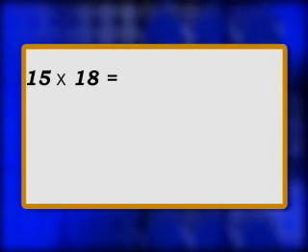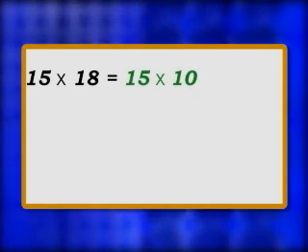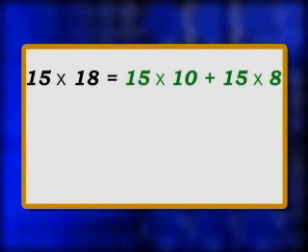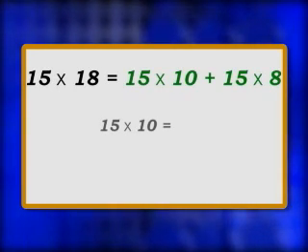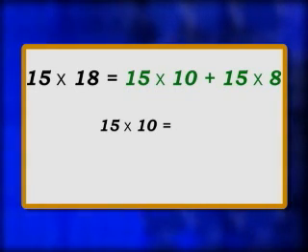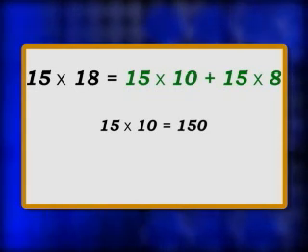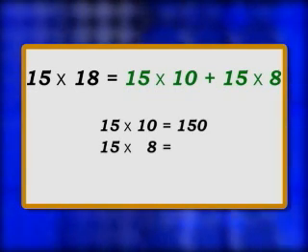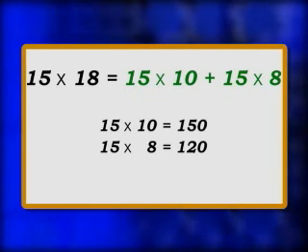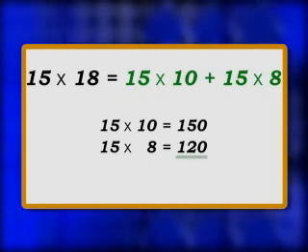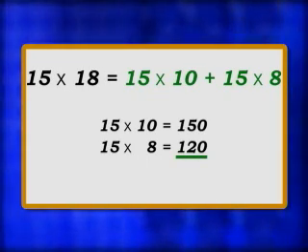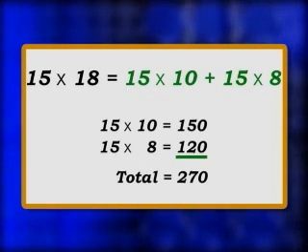15 times 18 is the same as 15 times 10 and 15 times 8. 15 times 10 is very easy. We just add a 0, 150. And 15 times 8 is 120. If we add 120 and 150, we get 270.